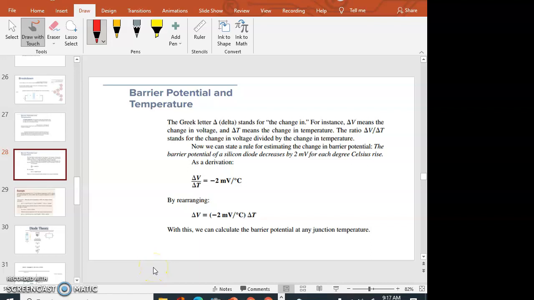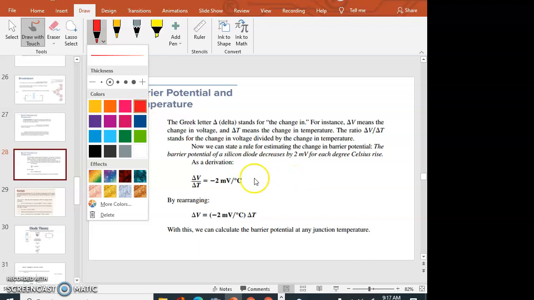Good morning. Our topic for this morning is the barrier potential and temperature. Is there a relationship between the change in temperature of the junction temperature with respect to its barrier potential? So, let's check.